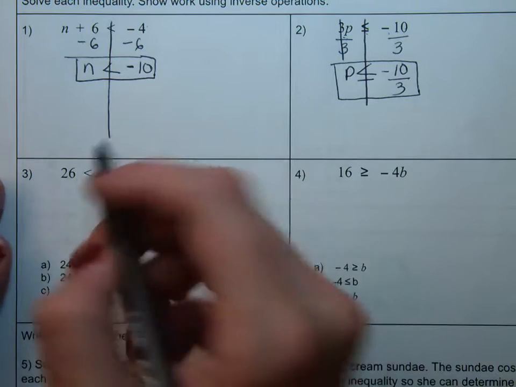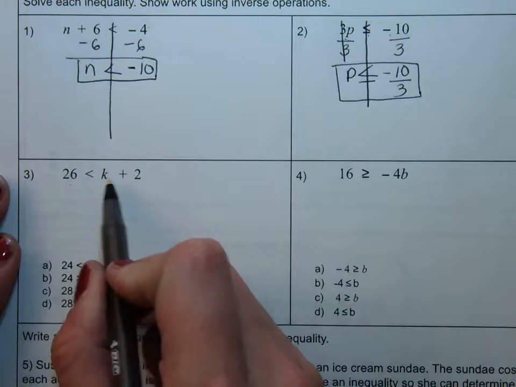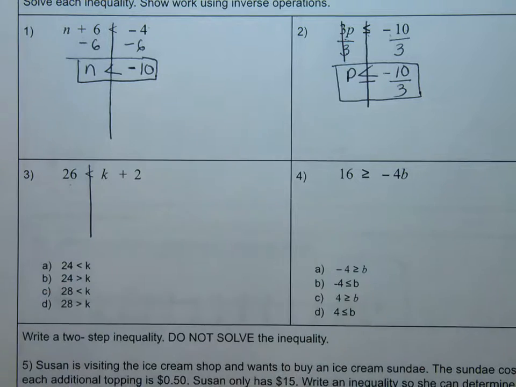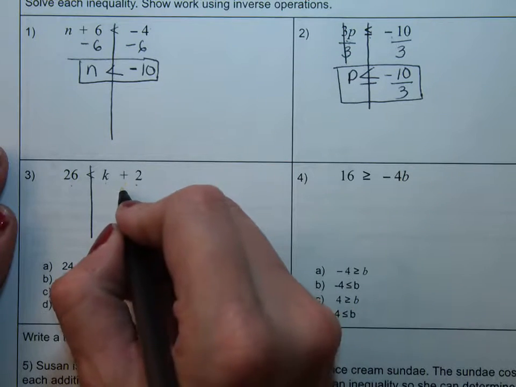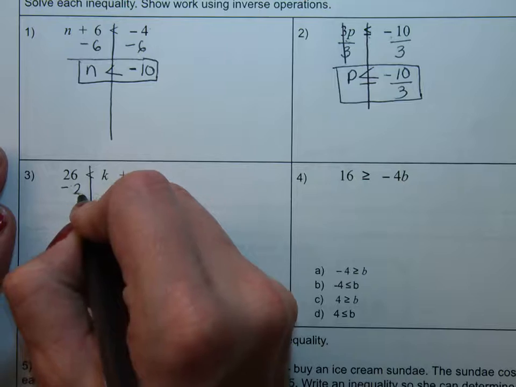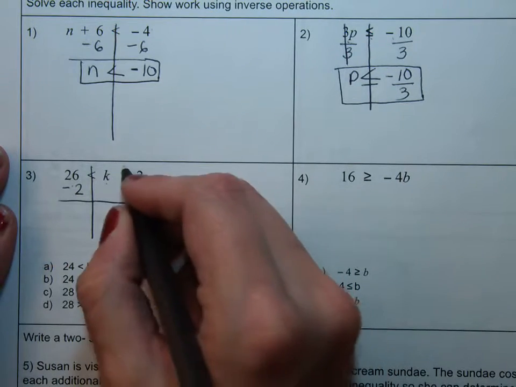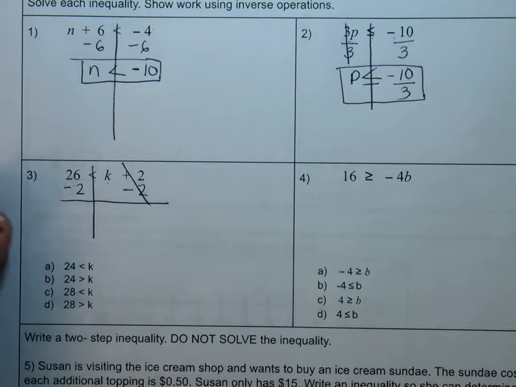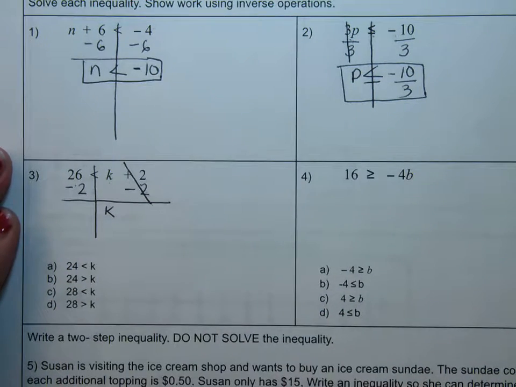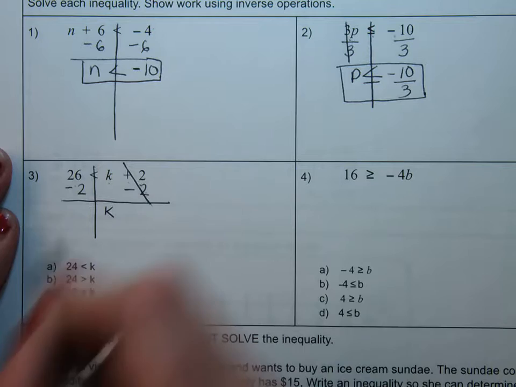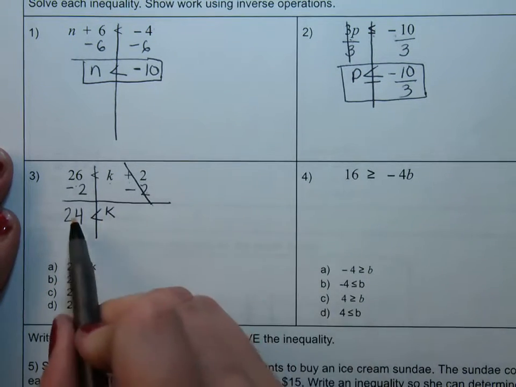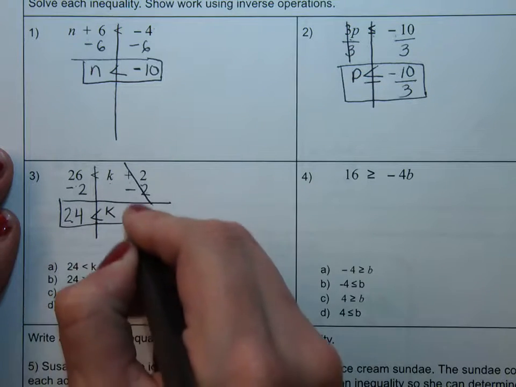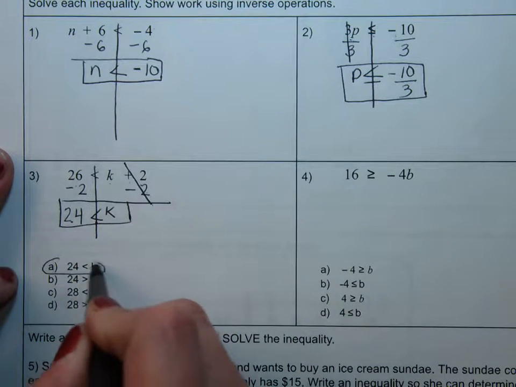Number 3. We have 26 is less than k plus 2. Here we have a multiple choice, so we need to solve and choose the correct answer out of our multiple choice. Since this is k plus 2, the inverse of plus 2 is subtracting 2 on both sides. Plus 2 and minus 2 cancel to 0 because they are inverses. I'm going to have k on the right. 26 minus 2 is 24. And we're going to bring down our symbol. So we have 24 is less than k. So that will give us the answer of A.